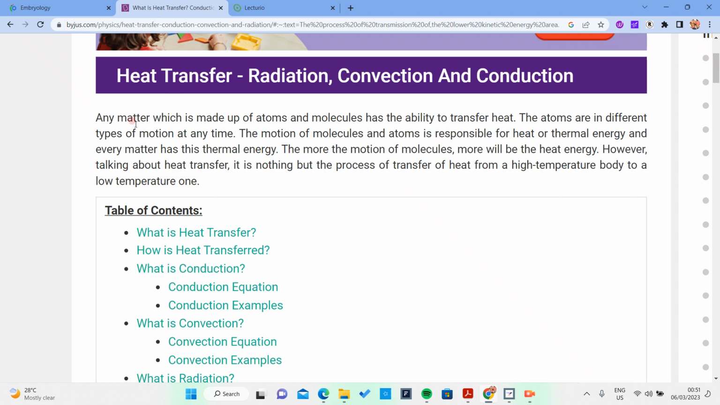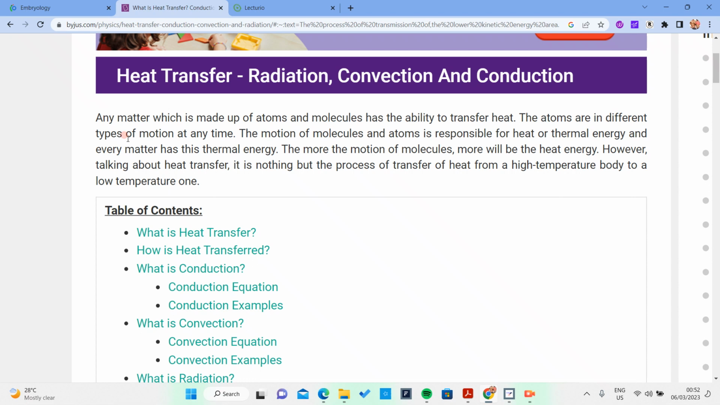So a body with a lower temperature will absorb heat from its surrounding, while a body with a higher temperature will emit heat to its surrounding. I hope you get that. So the atoms are in different types of motion at any time. The motion of molecules and atoms is responsible for heat or thermal energy. I already said that. And every matter has this thermal energy. The more the motion of the molecules, which is the kinetic energy, the more heat energy that particular substance possesses.